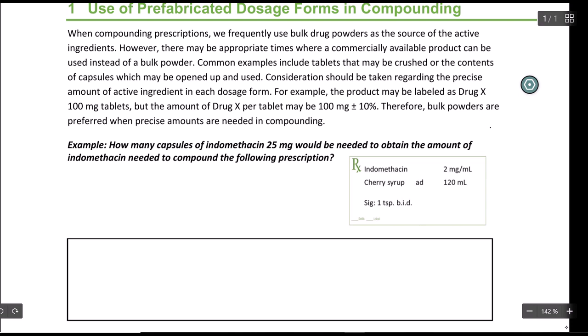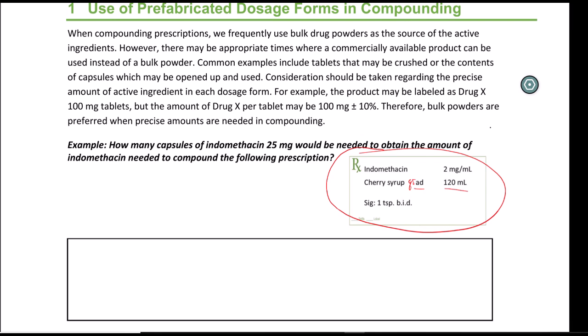If you have a compounded prescription, let's take this right here. It's indomethacin. It says 2 milligrams per mL. That means every mL of this liquid, they want 2 milligrams of indomethacin to be there. It says cherry syrup AD 120 mLs, or sometimes you will see QSAD, so add a sufficient quantity up to 120 mLs. This does not mean to add 120 mLs of cherry syrup to the drug. It means that you are going to take the drug and you're going to add a sufficient amount of cherry syrup that'll get you to a total volume of 120 mL.